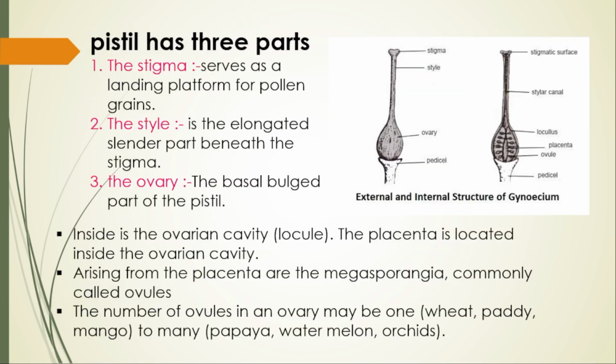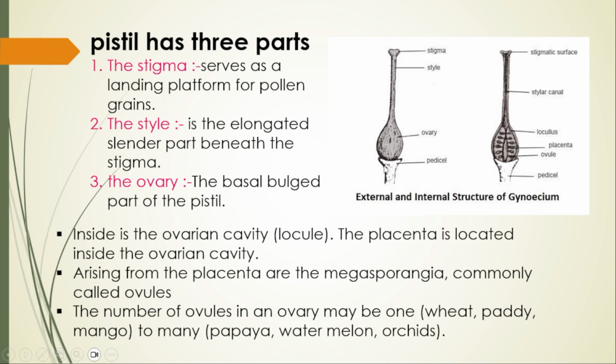Next, each and every part of the pistil. The pistil has mainly three parts, that is the stigma, style, and then ovary. This is the stigma, which is said to be a landing platform for the pollen grain, where the pollen grains are going to land. And this is the hollow portion of the pistil, which is the style, and there will be a bulged portion which is the ovary. Inside this ovary there will be ovules.